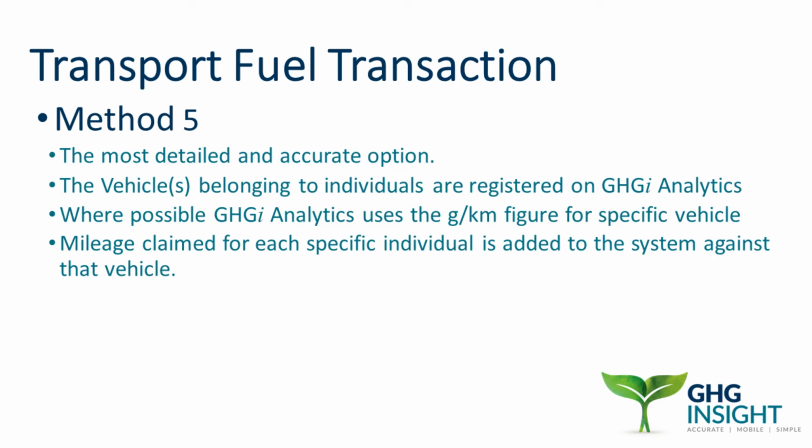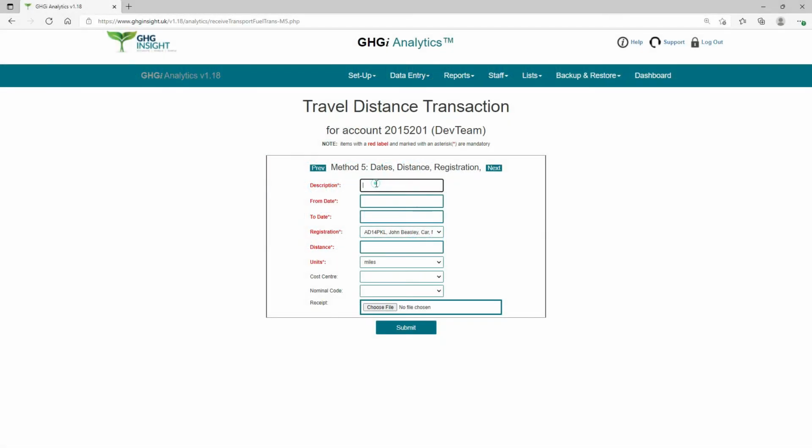Mileage claimed for each specific individual is added to the system against their particular vehicle. As before, all fields marked in red are required fields. The first field is the description field. As this record is for an individual, not the mileage claimants as a whole, I will enter Jack Wills, Greyfleet mileage, March 2021.